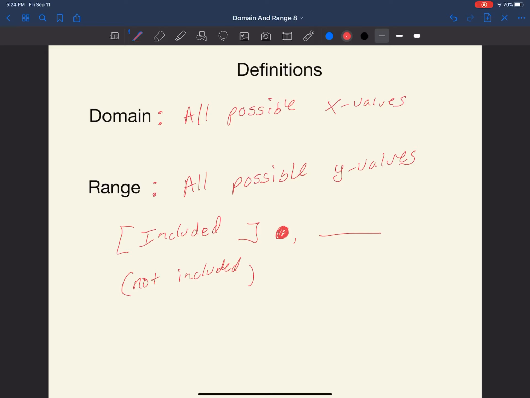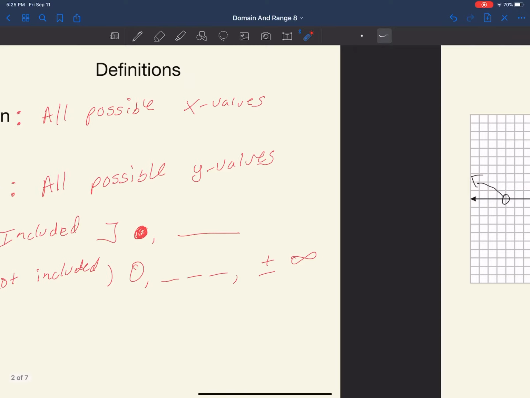So the opposite of a closed circle is going to be an open circle or a hole in the graph. Instead of a solid line, we're going to see a dashed line. And every time we see a plus or a minus infinity, so negative infinity or positive infinity, keep that in mind because I'm going to be referring back to this chart in the future. Make sure it's in your notes as well.